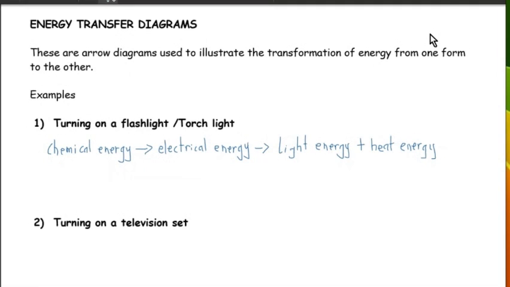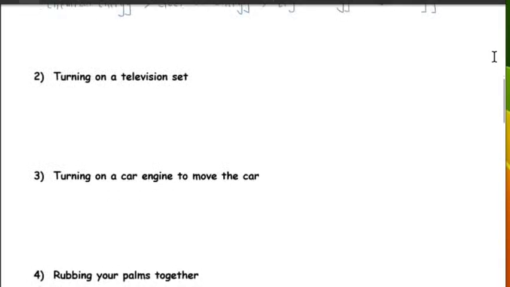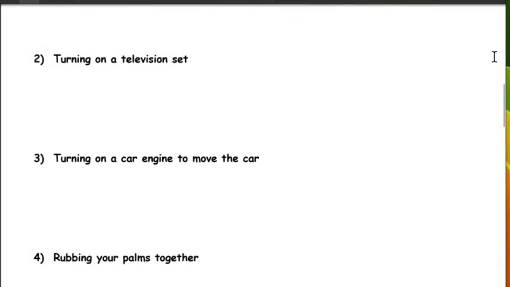Now let's look at the energy transformation that takes place when a television is turned on. So you need to plug the television into some electrical source. So we are going to start with electrical energy. That is the electricity that comes from the socket from which the television is connected to. So we have electrical energy.